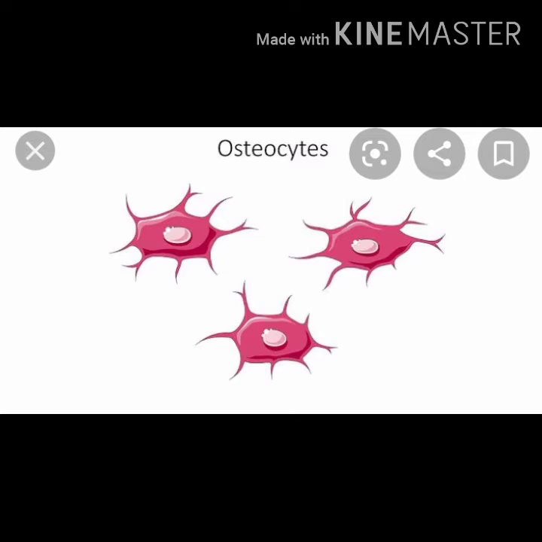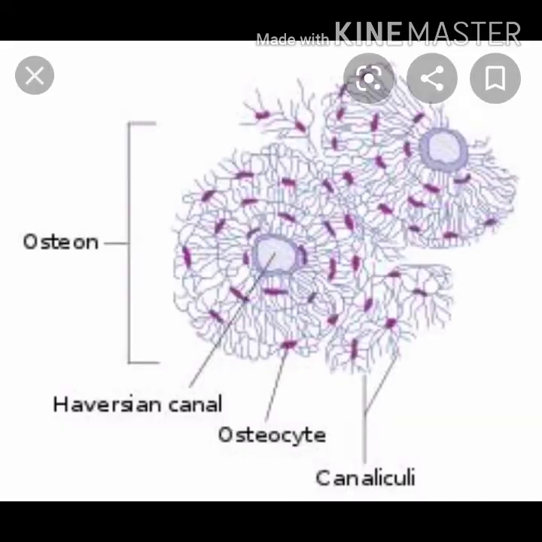When we take the structure of a bone tissue, it is composed of a central canal. The name of the central canal is the Haversian canal. Around the central canal, we can see the bone cells, star-shaped bone cells called osteocytes. They are arranged in concentric layers, that is, in circles. That is the structure of bone tissue.